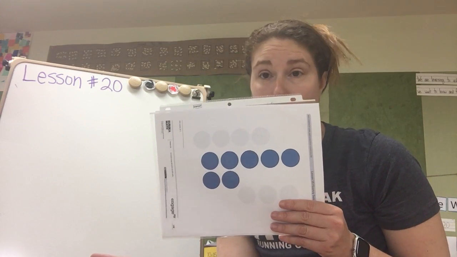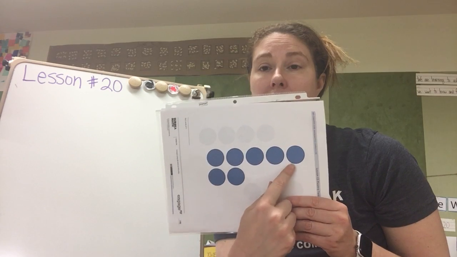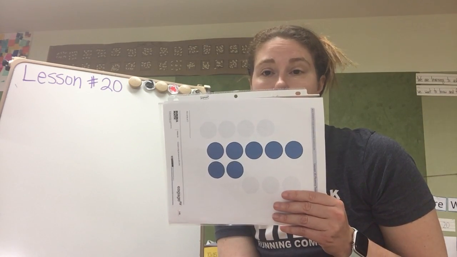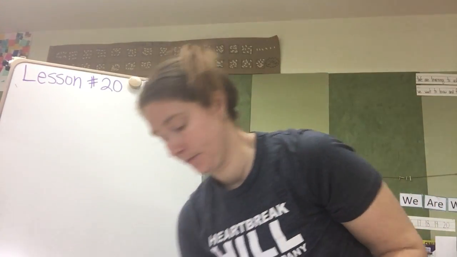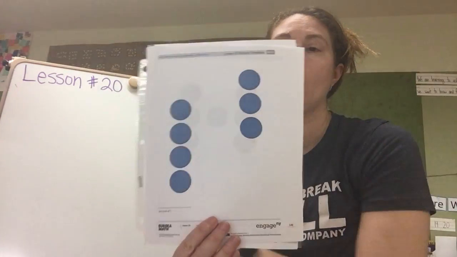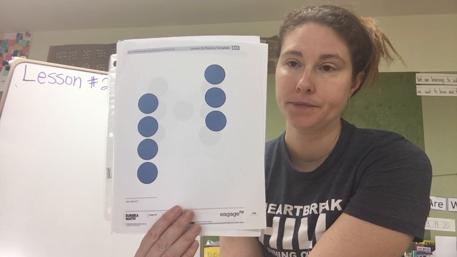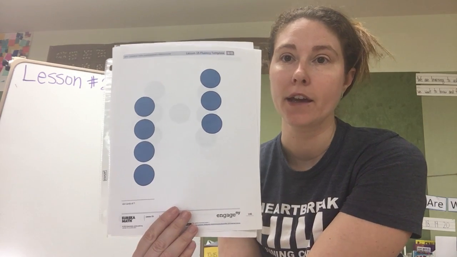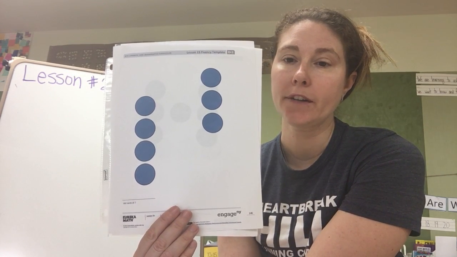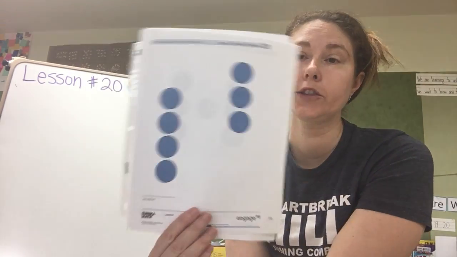Or there's lots of other options, right? Maybe you see 4 and 3 makes 7. Both great answers. Let's try another one. Okay, what is the total number of dots you see in this picture? Awesome, 7, same thing. Now let's figure out how you see the 2 parts.